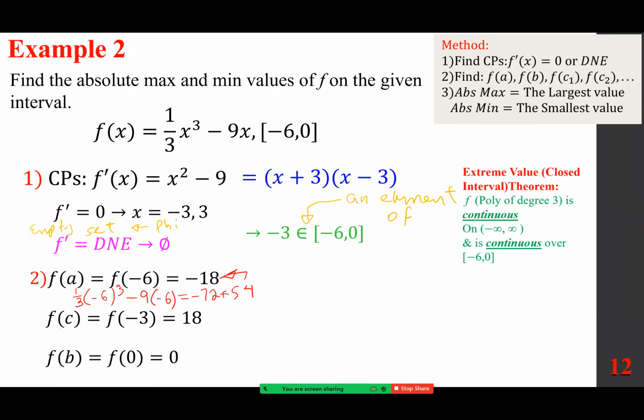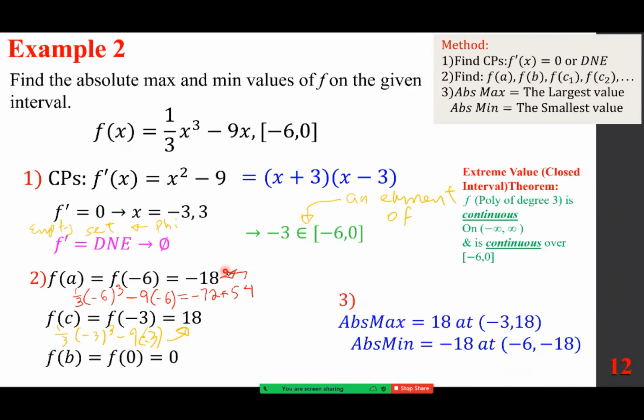f of -3 means 1/3 times -3 cubed minus 9 times -3. So it makes it -9 plus 27, which is 18. So clearly, this is the largest number. So the absolute max is equal to 18 at this pair. The smallest number, the absolute min, equals -18 at this pair.